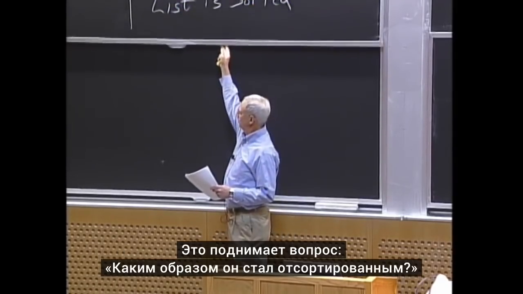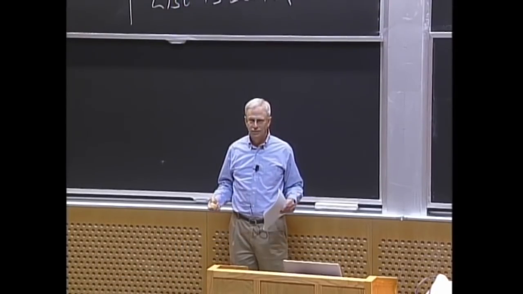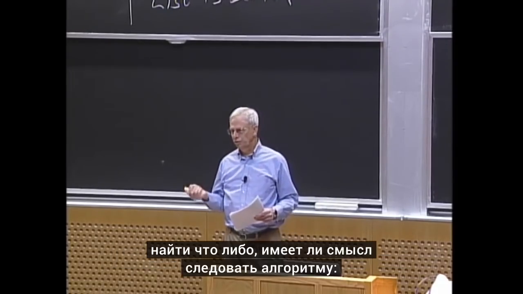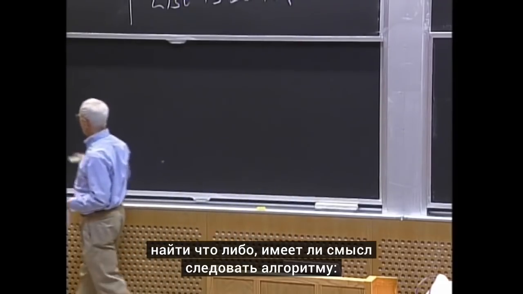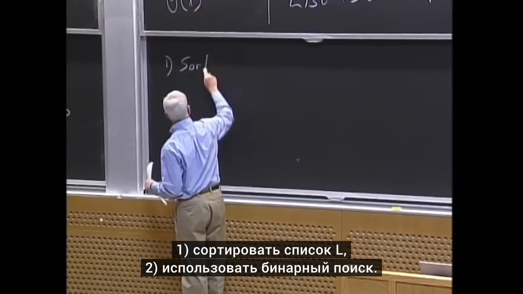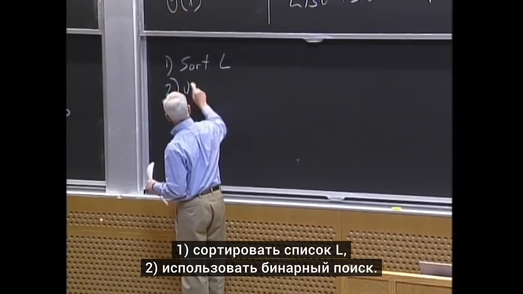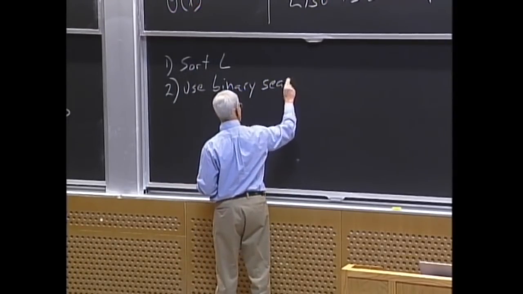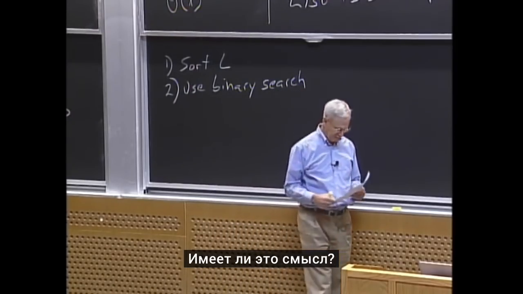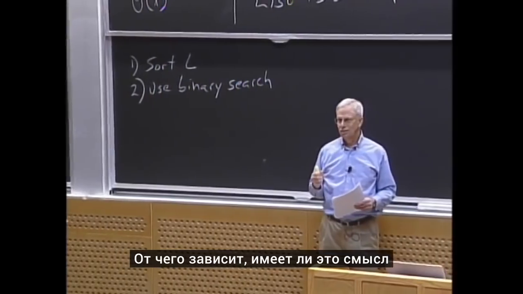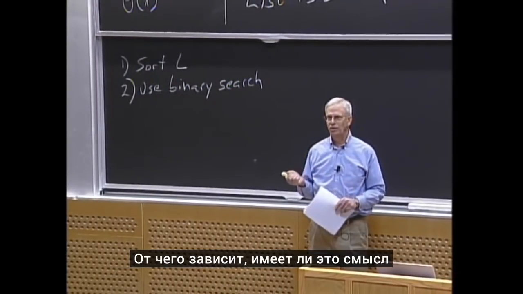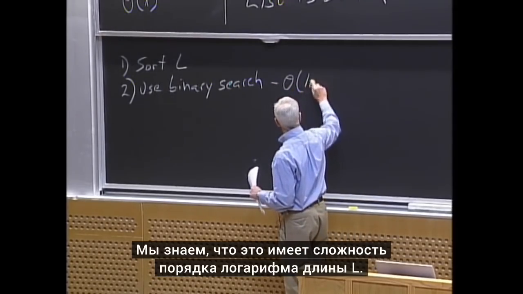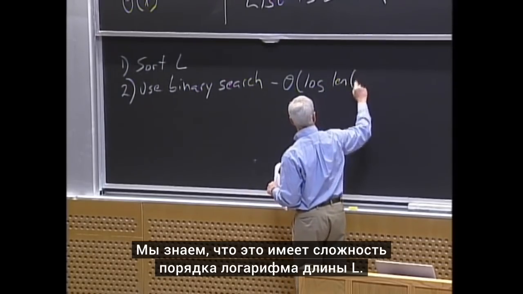So that raises the question, how did it get sorted? Or the other question it raises, if I ask you to search for something, does it make sense to follow the algorithm of 1, sort L, 2, use binary search? Does that make sense? Well, what does it depend upon, whether this makes sense from an efficiency point of view? We know that that's order log length of L.